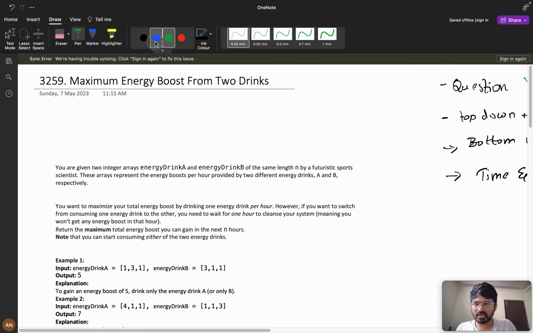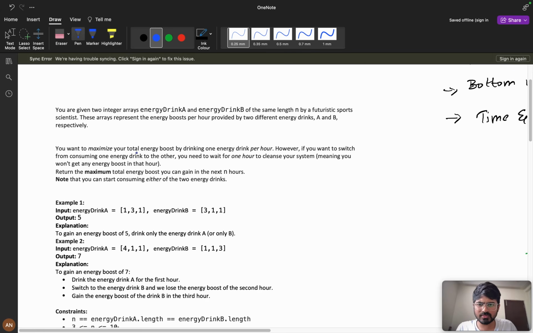Now here you are given two integer arrays, energyDrinkA and energyDrinkB, of the same length n by a futuristic sports scientist. These arrays represent the energy boosts per hour provided by two different drinks, A and B. So he is giving different drinks to sports people. You want to maximize your total energy boost by drinking one energy drink per hour. You can drink one energy drink per hour.